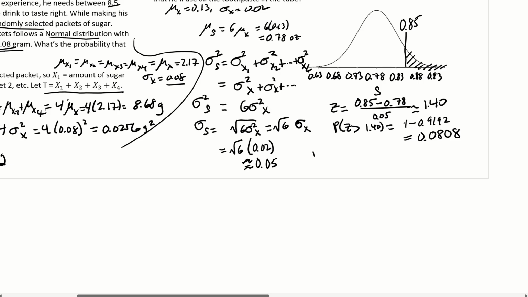Now, of course, you can use the normal CDF, so I'll show you how to do that. The lower bound is 0.85. The upper bound is infinity, because it just goes on forever. We can't write infinity, so we write a really big number, like 10,000 or something like that. Then the mean is 0.78 and the standard deviation is 0.05, and you should get a similar result.